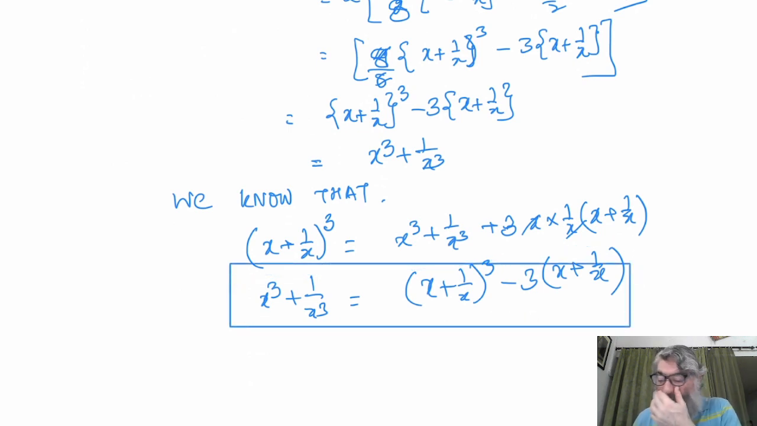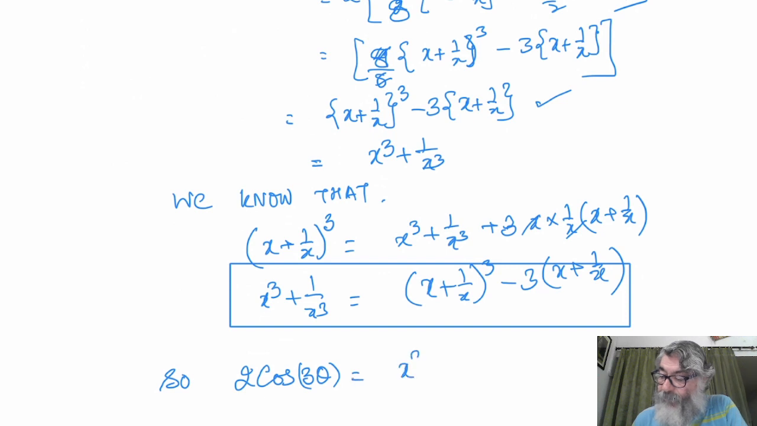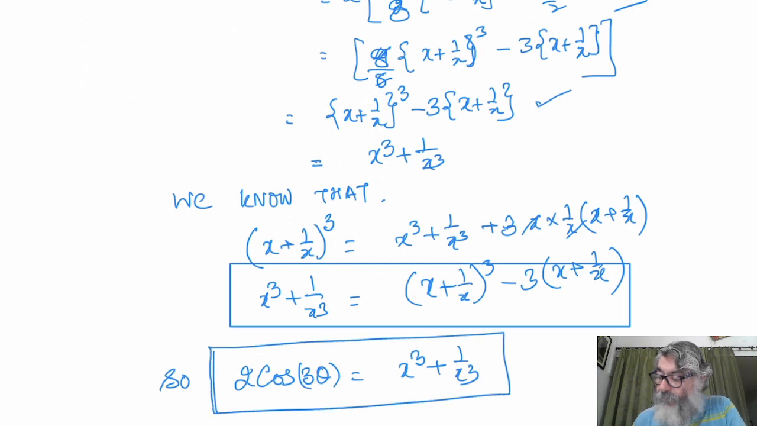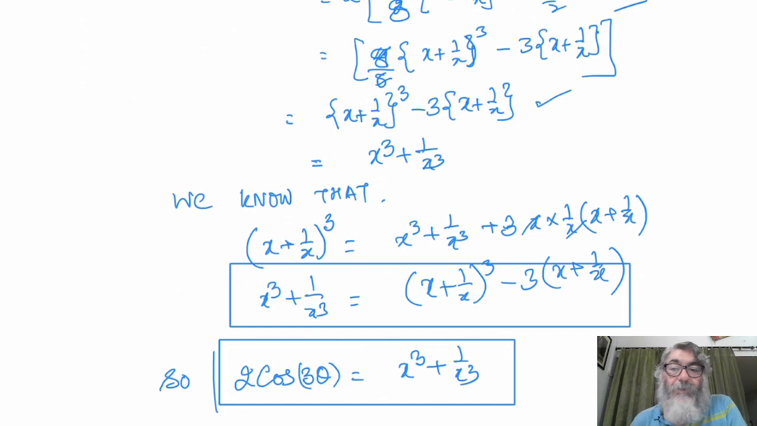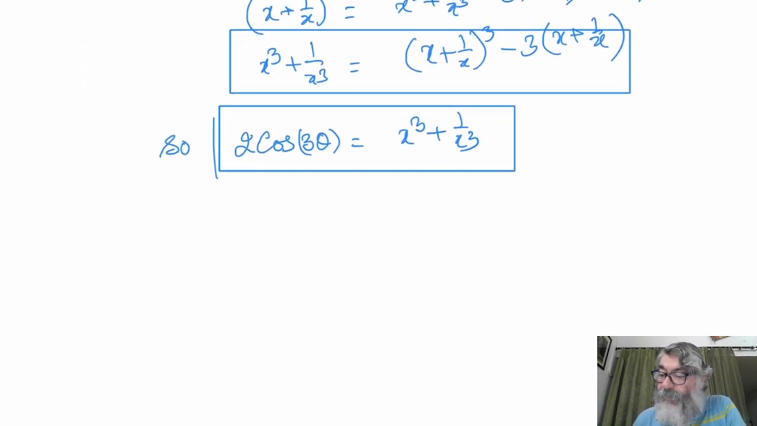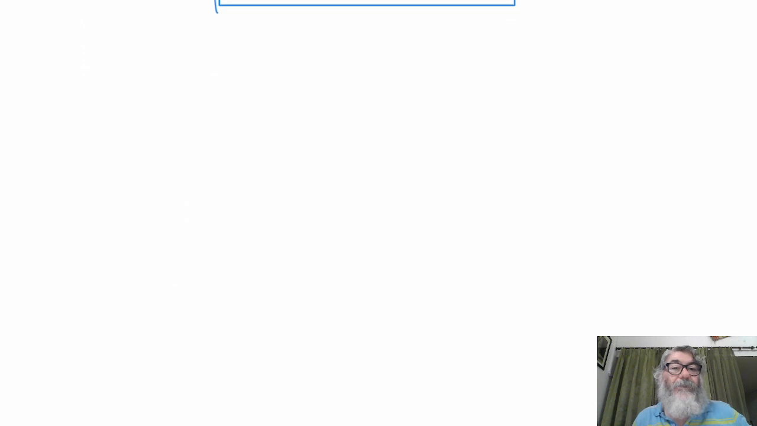So when we had obtained x cube plus 1 upon x cube as x plus 1 upon x whole cube minus 3 into x plus 1 upon x, that was the value here. So 2 cos 3 theta is equal to x cube plus 1 upon x cube. That is how we are going to calculate the value. Okay, now let us see the next sum.